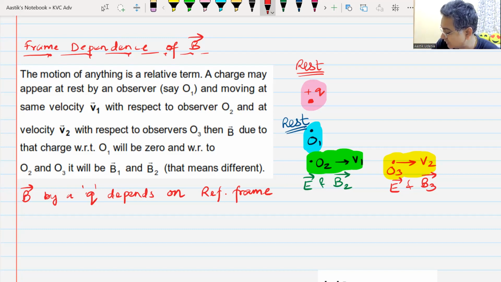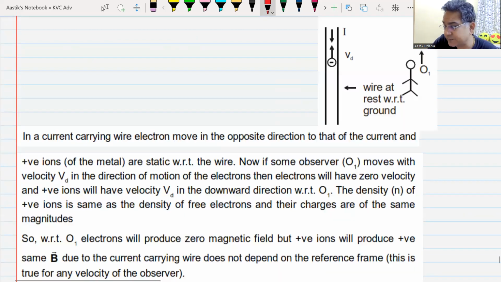Now, if I change the case and instead of a moving charge, I have a current carrying wire. If I have a current carrying wire, now remember, a current carrying wire only produces magnetic field. It does not produce electrostatic field. Forget about the electrostatic field. And this can come as a question in your JEE.